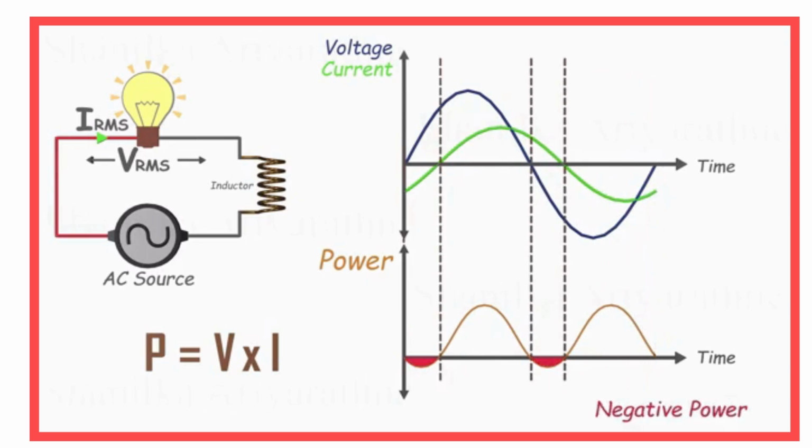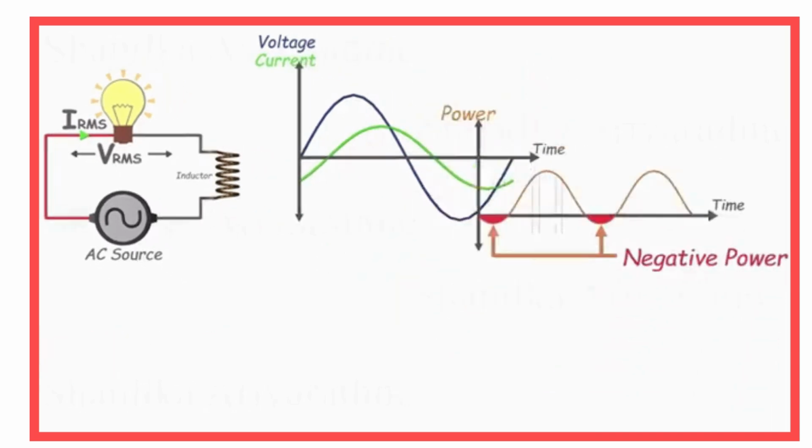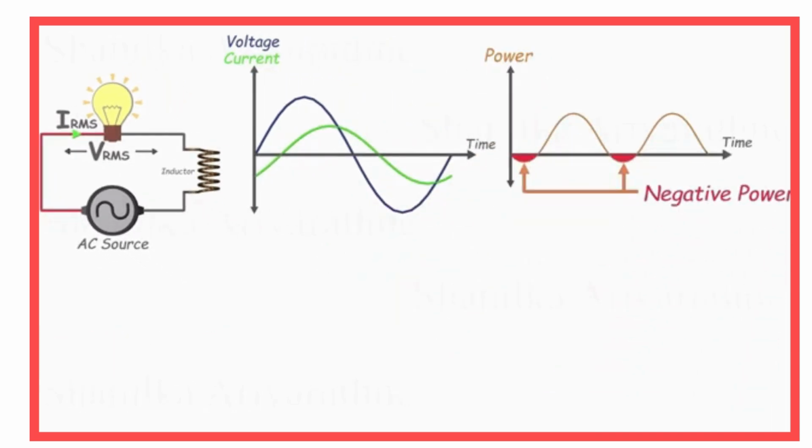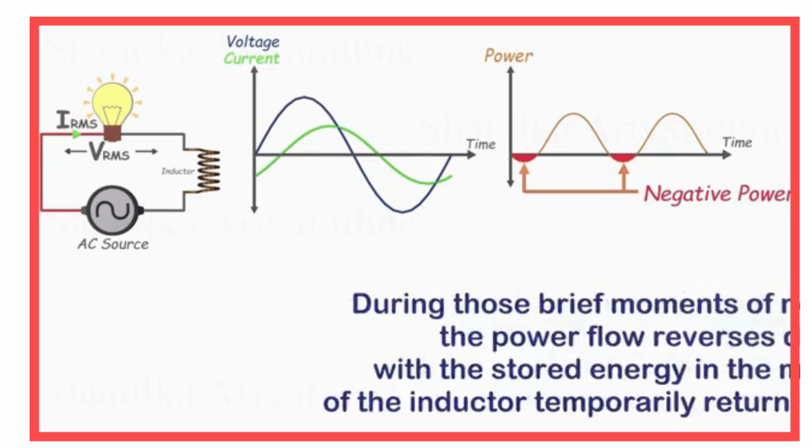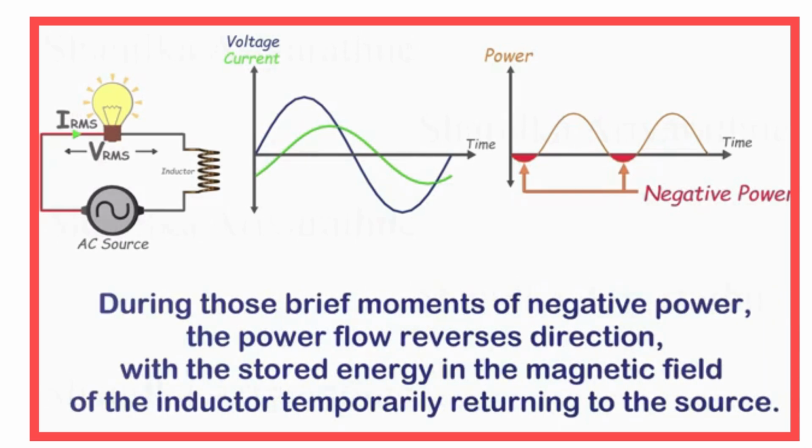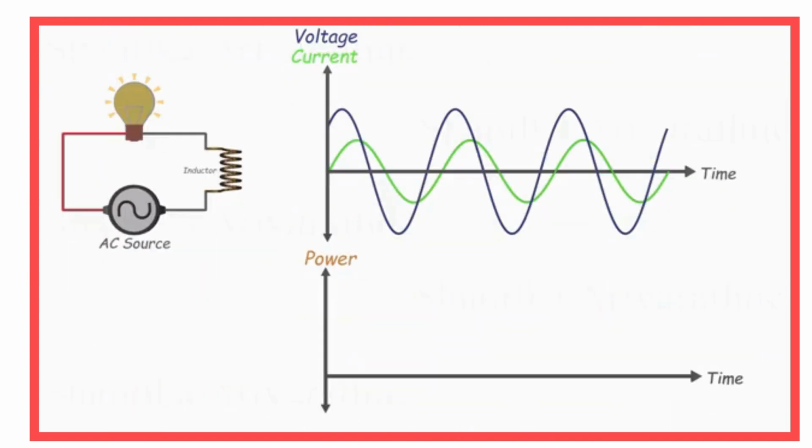We can observe negative power regions where the current is negative while the voltage is positive and vice versa. This negative power doesn't imply that the load is generating energy. Instead, it simply means that during those brief moments, the power flow reverses direction, with the stored energy in the magnetic field of the inductor temporarily returning to the source. Let's attempt to explain this more clearly.